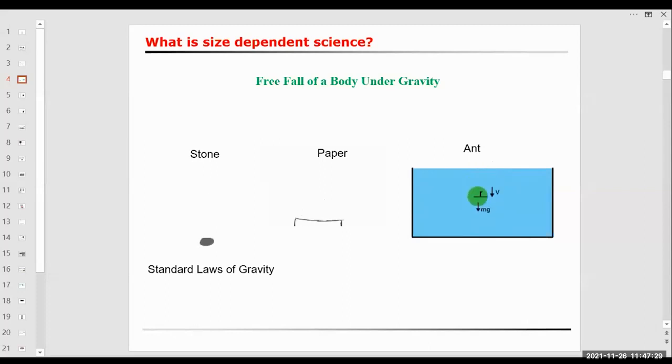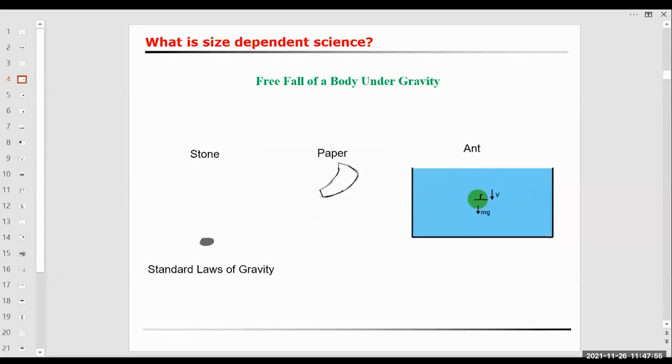So now, if you consider a nitrogen molecule and drop it the way you dropped the stone, paper, and ant, the laws that are helpful in explaining the fall of stone, the law of buoyancy in explaining the fall of paper, or Stokes' law useful in explaining the ant, are not applicable in the case of a nitrogen molecule, because again here the dimensions are so small.